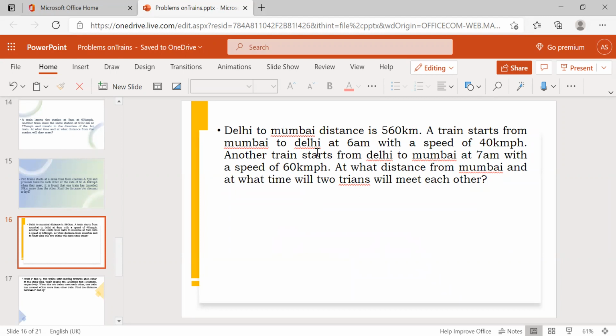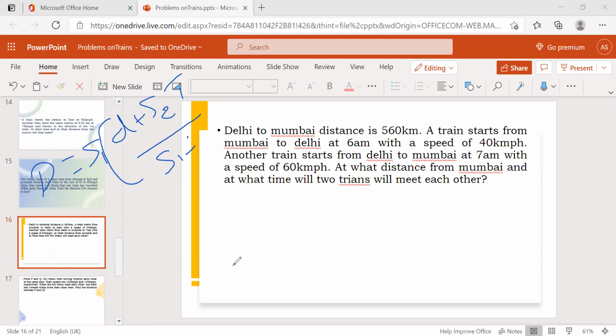By seeing this itself we can say this is type 1, because they have given the distance here. Now what they're asking is at what distance from Mumbai and at what time the two trains will meet each other. What's the formula? For type 1, the distance formula is nothing but S1 into D plus S2 T by S1 plus S2.